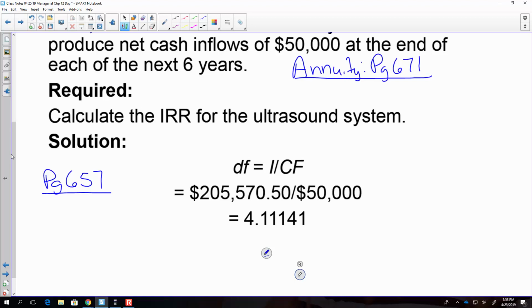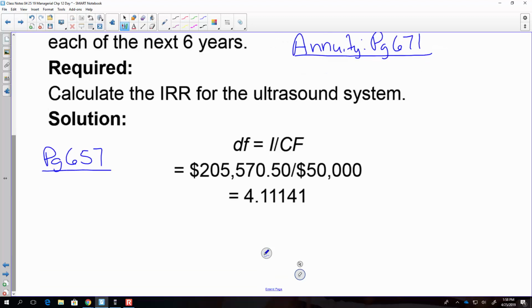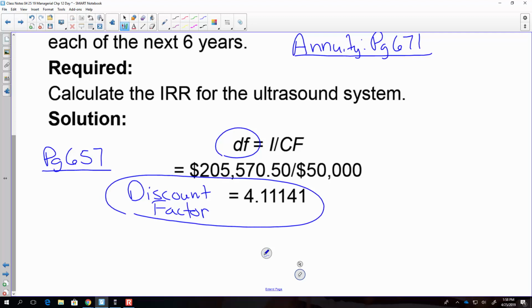In this case, the answer was 4.11, which is not the internal rate of return. What does DF mean? It's the discount factor. DF means discount factor. We're going to use this discount factor, 4.11, and we're going to go to row 6 on page 671, and what interest rate do we come up with? So I'm going to jump to 671.